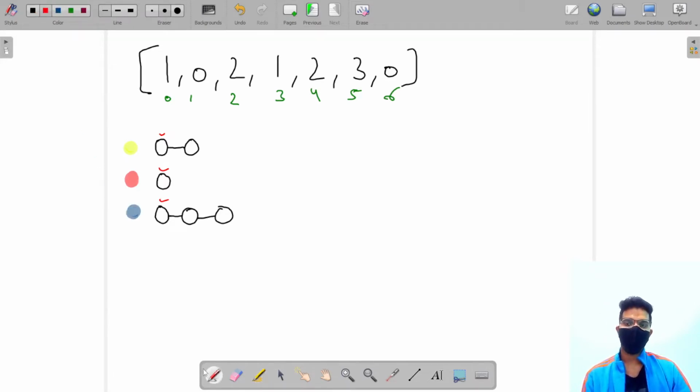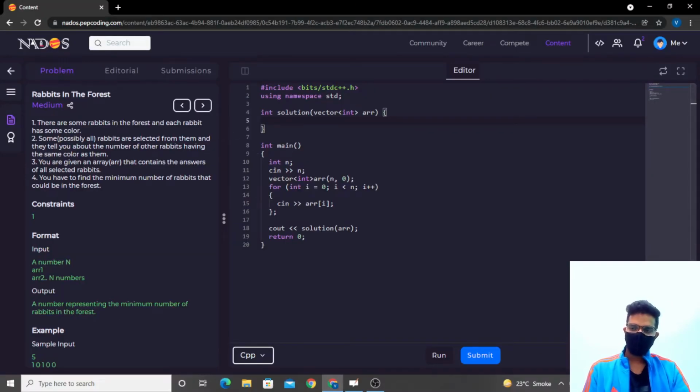Okay. Now, the interesting part. We get to the third index. Now the value 1 is present. So what this indicates is that we talk to a rabbit and it says that one more rabbit exists of the same color as my rabbit. Before that, I want you to focus on what we are required to calculate. We are required to calculate the minimum number of rabbits that could be in our forest.